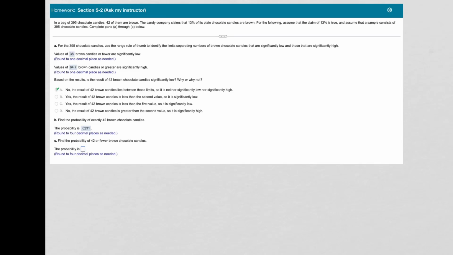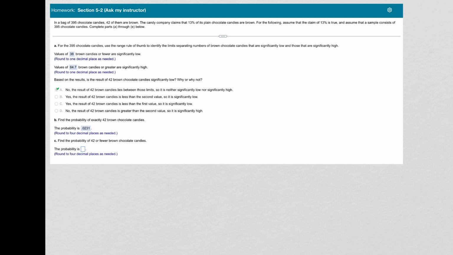In this problem, it says in a bag of 395 chocolate candies, 42 of them are brown. The candy company claims that 13% of its plain chocolate candies are brown. For the following, assume that the claim of 13% is true and assume that a sample consists of 395 candies.